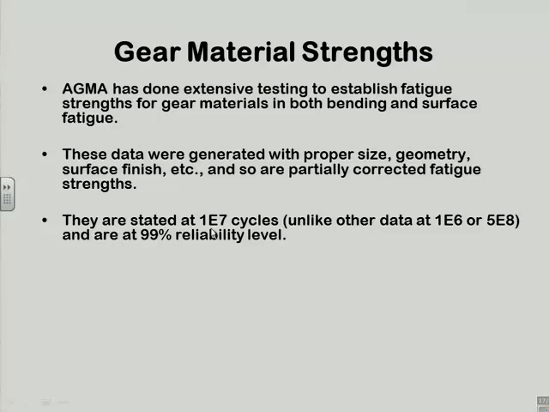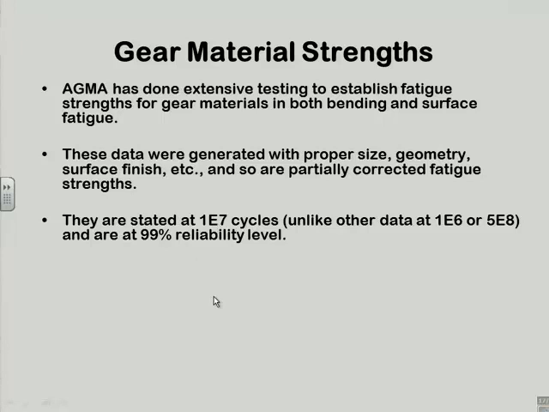These strengths are done at 1E7 cycles, 10 million instead of 1 million, or 5E8. 5E8 is typical for aluminums. I'm not quite sure why, because that's a point on a curve that's still going down, so it made sense to go out beyond 10 to the 6th. 1E6 is where the typical knee occurs for steel. These guys go out to 10 to the 7.